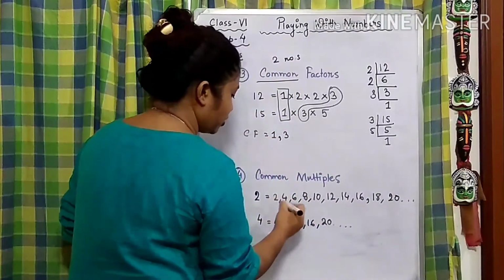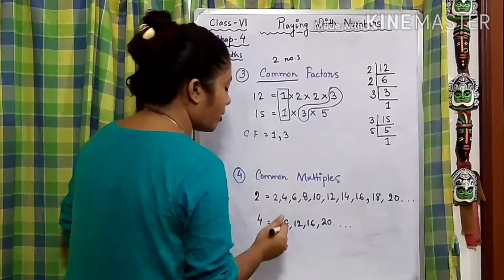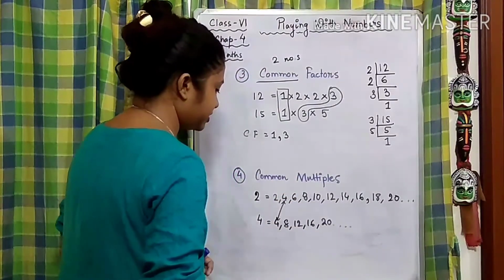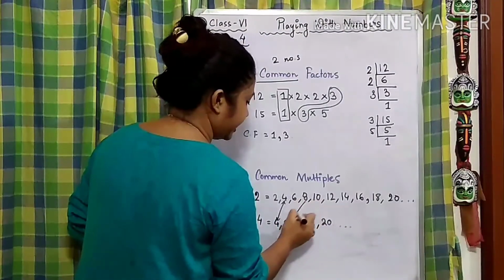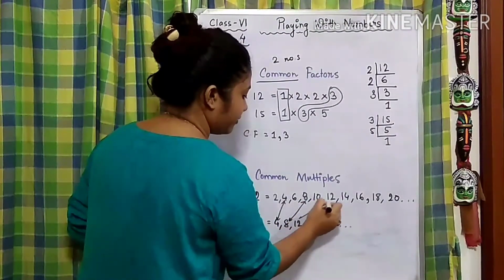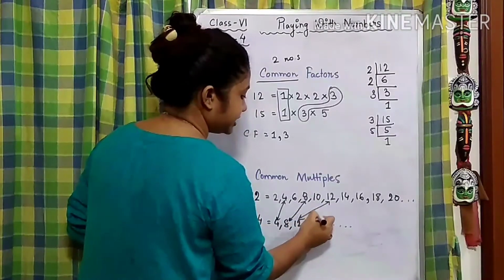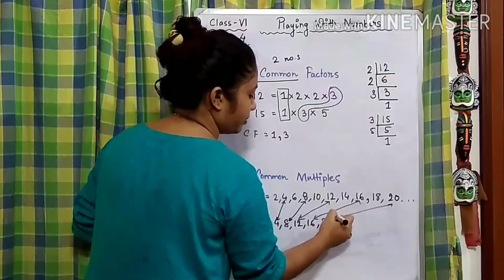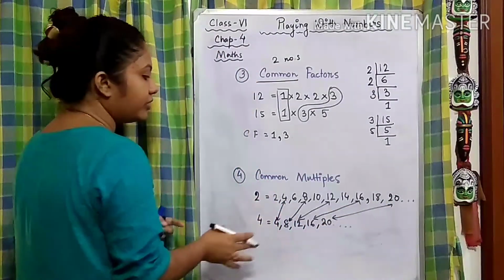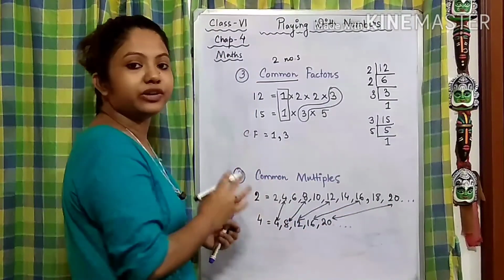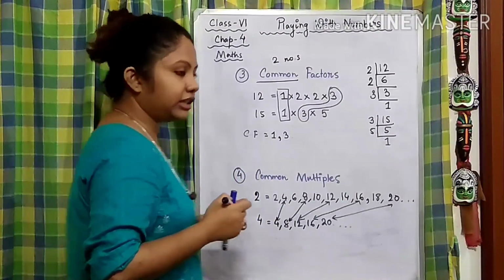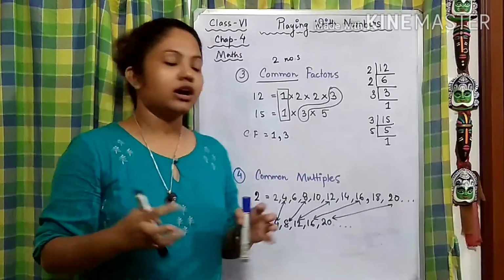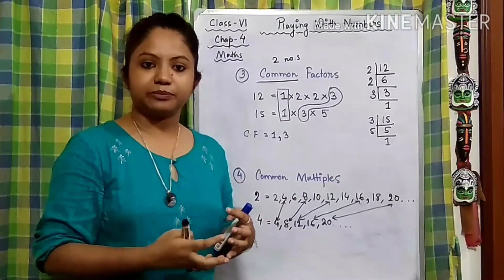Now in case of both, look at which are the common multiples. 4 and 4 are common multiples. 8 and 8 are common multiples. 12 and 12, 16 and 16, 20 and 20 are common multiples. So this is how we find the common multiples between two numbers. Other than that, if we do not find their multiples, we cannot find the common multiples.